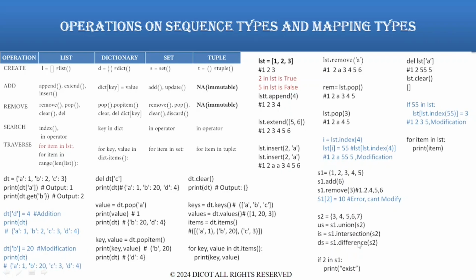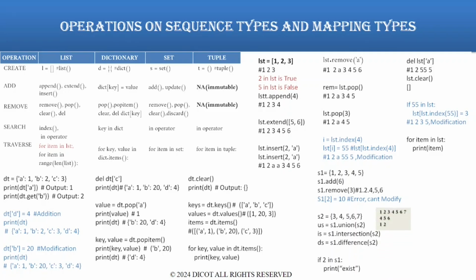Let us assume we have another set S2 with values 3, 4, 5, 6, 7. So the set S1 has elements 1, 2, 4, 5, 6. The set S2 has elements 3, 4, 5, 6, 7. Then we can perform a union operation, an intersection operation, and a difference operation on this. This is useful in situations where real-world objects are sets and we want to perform operations like union, intersection, difference, etc. on these real-world objects.